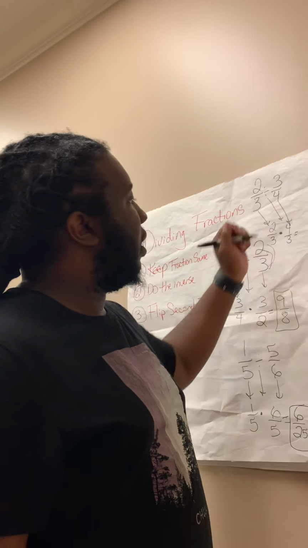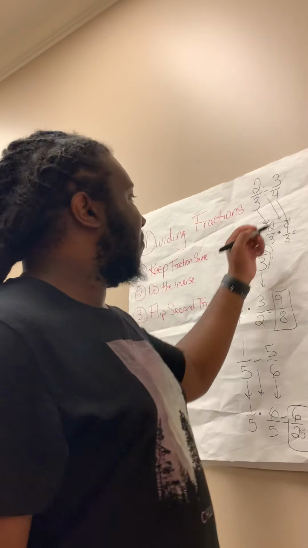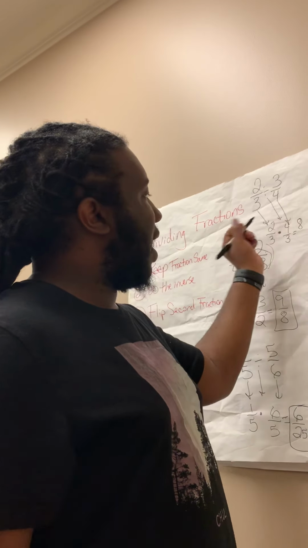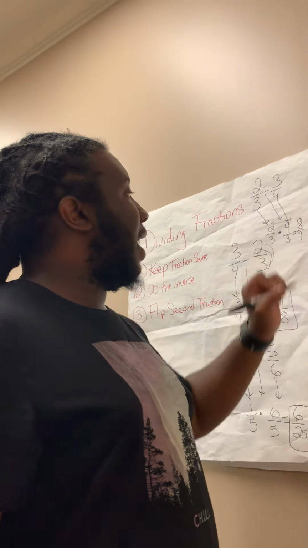4/3. And then now, straight multiplication. 2 times 4, 8. 3 times 3, 9. Our answer, 8/9. What an awesome and easy way to learn how to divide fractions.